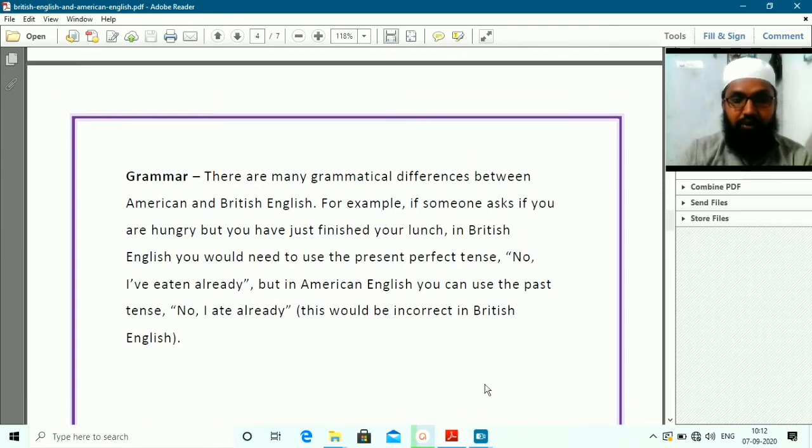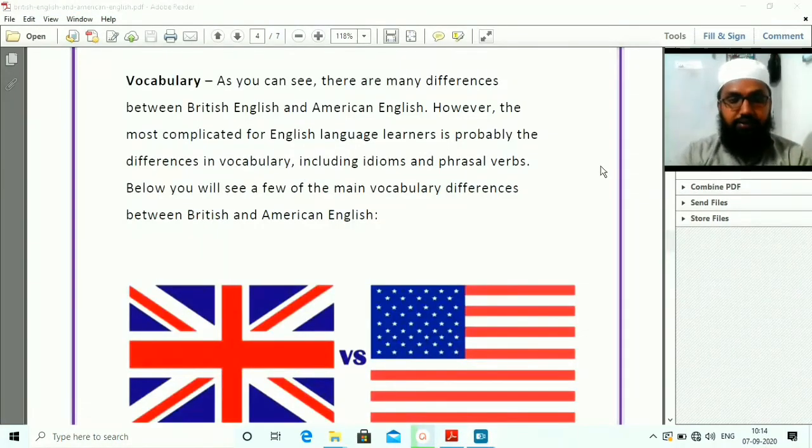Remember one thing, in American English we have to say what? No, I ate already. But in British English we should say it in the present perfect tense, that is, no, I have eaten already, I have taken already. Okay, like that we have to say. This is the difference in grammar between British and American English. Then we will see the differences in vocabulary.